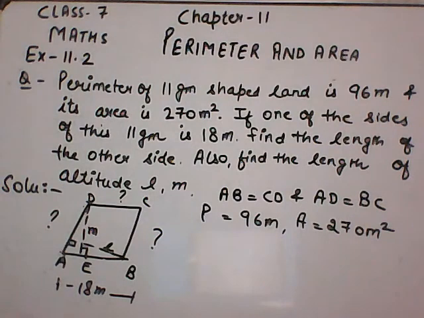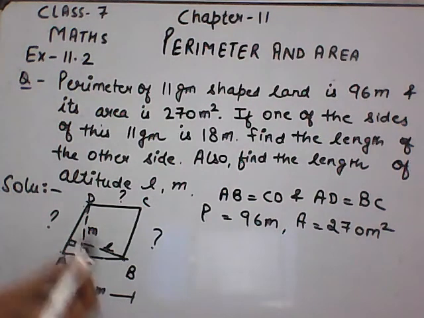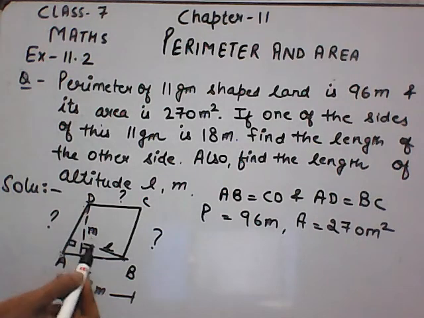Also find the length of the altitudes L and M. Here L is the altitude from B to the side AD. Here M is the altitude to the side AB. You have to find out the length of these altitudes also.